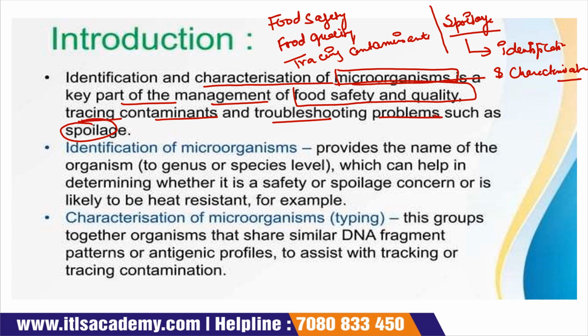Now, the first one is identification of the microorganisms. It provides the name of the microorganism, like which genus and which species it belongs to, and it will help in determining whether it is a safety or spoilage concern. It is important for determining the microorganism for safety and spoilage purposes, and whether it is likely to be heat resistant. Maybe some bacteria are heat resistant. So how do we find it? By identification of that microorganism.